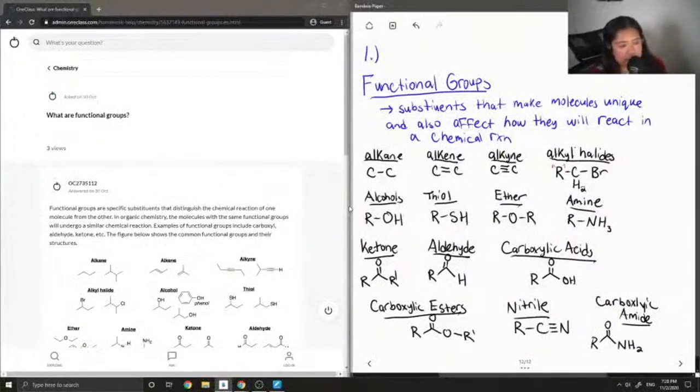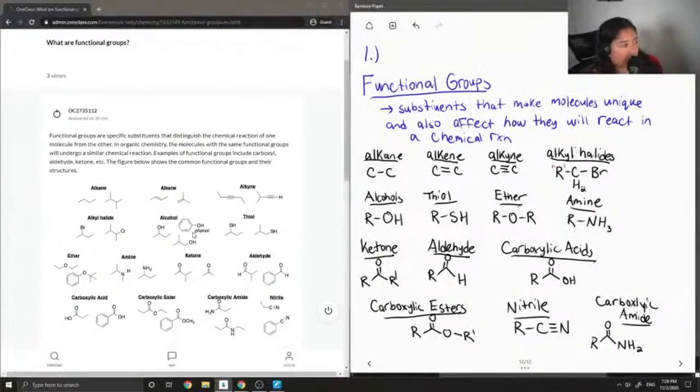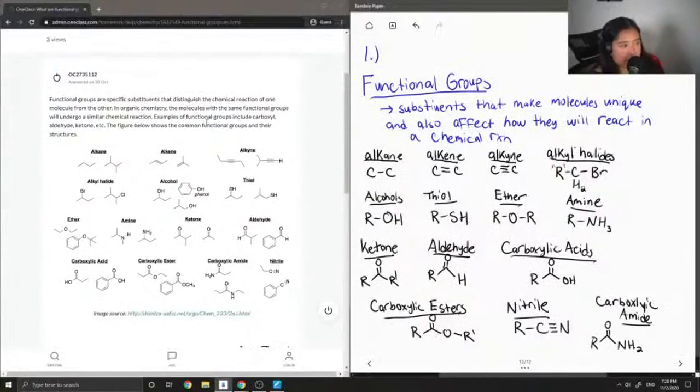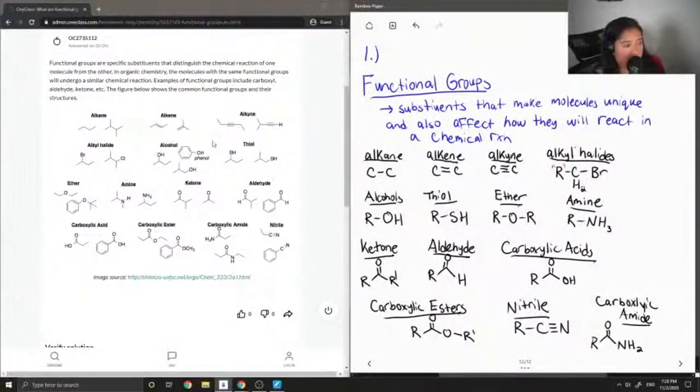Let's see our answer from the junior tutor. Functional groups are specific substituents that distinguish the chemical reaction of one molecule from the other. In organic chemistry, the molecules with the same functional groups will undergo a similar chemical reaction. Examples of functional groups include carboxyl, aldehyde, ketone, etc. The figure below shows the common functional groups and their structures.